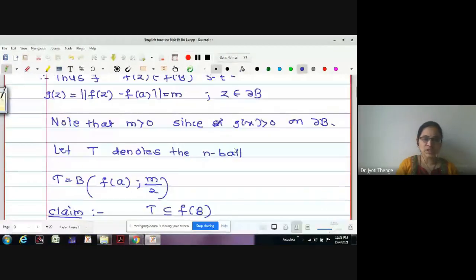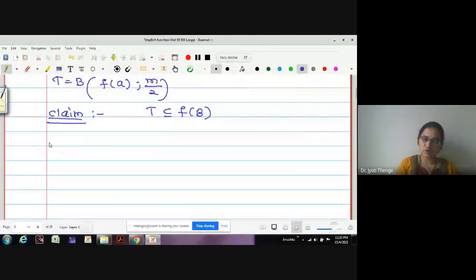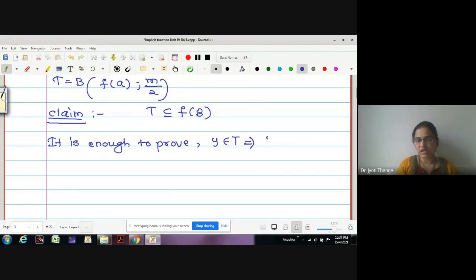Okay. Now to prove this, what we will do? It is enough to prove, what is enough to prove? We will start with y in T, and it is enough to prove that this y is in f of B. Correct, no? Just like the way we were proving A is a subset of B. How we were proving A is a subset of B? We were proving x is in A implies x is in B. Correct, no? The same logic we were using here.